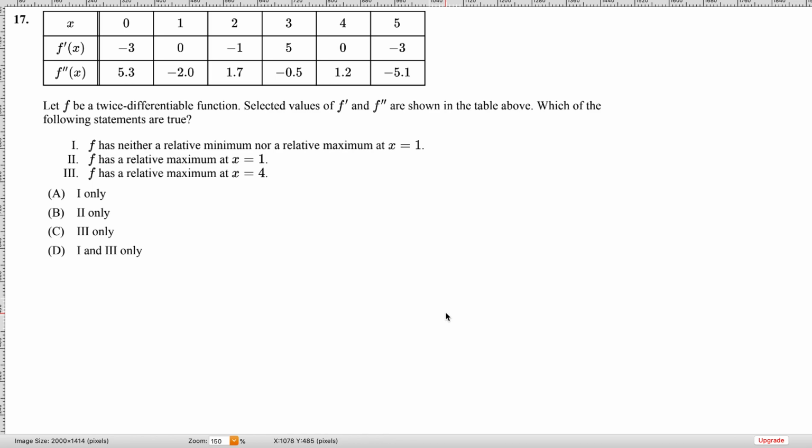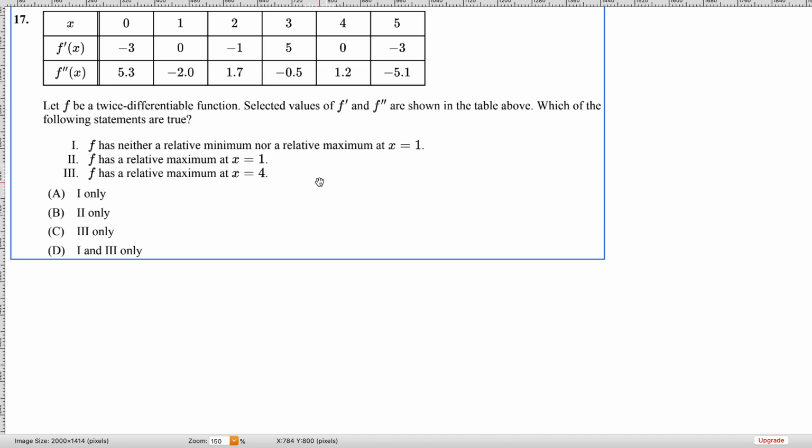That second derivative test that we had from the last video again. So basically it's telling you that f is a twice differentiable function. Selected values of f prime and f double prime are shown in the table below. Which of the following statements are true? Let's evaluate each one of these one by one.